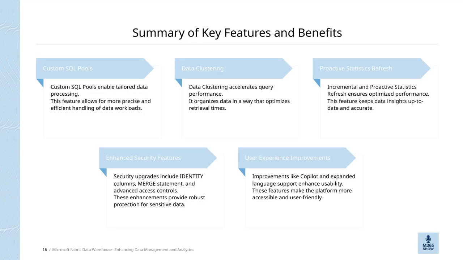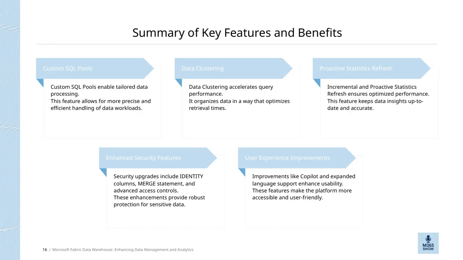Let's look at some of the key features and benefits highlighted here. Microsoft Fabric Data Warehouse is continuously improving to better support data management and analytics. For example, enhancements like Copilot and expanded language support really boost usability, making the platform more accessible and easier to work with for everyone. Moving on to user experience improvements, we've introduced security upgrades such as identity columns, the merge statement, and advanced access controls.